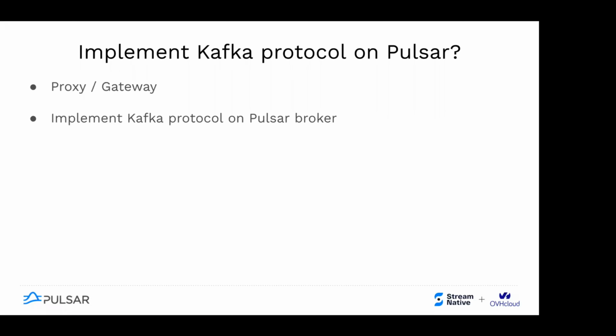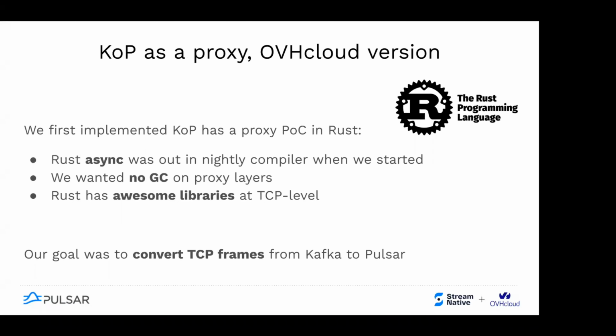So at OVHcloud, we started to think how we could implement such a thing as support of Kafka protocol on Pulsar. There were two main ways. The first one was the proxy gateway idea, something that would be in front of the Apache Pulsar cluster. And the second one was to implement the Kafka protocol directly on the Pulsar broker. So I will just go briefly around the proof of concept that we did within OVHcloud.